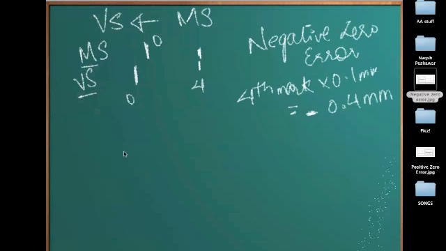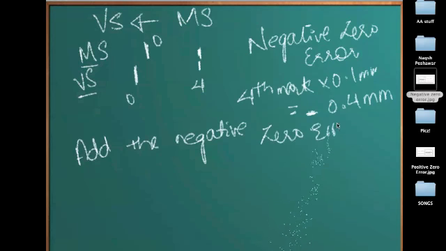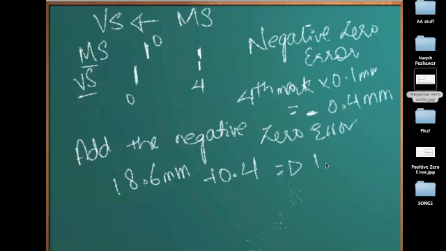Now what you will do is simply add the negative zero error to all your readings. For example, if your reading is 18.6 millimeters, you will just simply add 0.4 millimeters and your answer would be 19.0 millimeters. Since we have seen we cannot reach this digit of accuracy using our vernier calipers, for that we use a micrometer screw gauge.